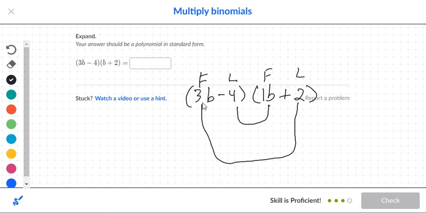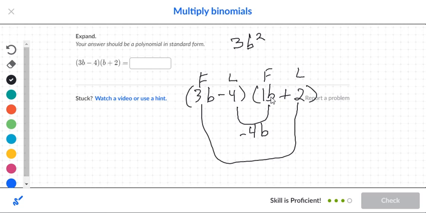So with the first terms, 3 times 1 is 3. Count up your letter B's, 1, 2, so there's 2 letter B's, so it's b to the second. Okay, double smiles, negative 4 times 1, well 4 times 1 is 4, but that 1 negative sign makes it a negative 4, and there's a single b there.